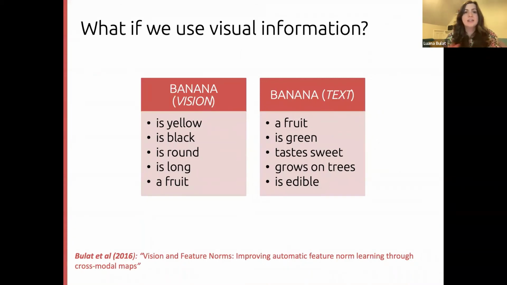It turns out that, indeed, images are better predictors of a word's attributes. Using textual information only, we learned that bananas are green, which is something I mentioned earlier. But using visual information, we predict better properties, such that bananas are yellow and long and somewhat round. I won't get into that.